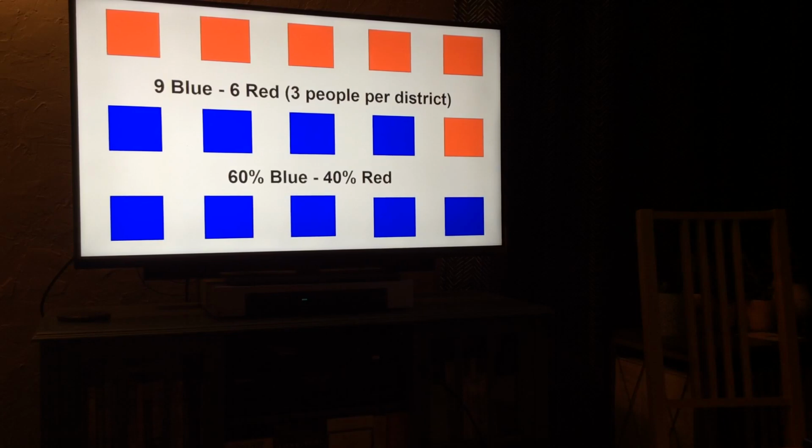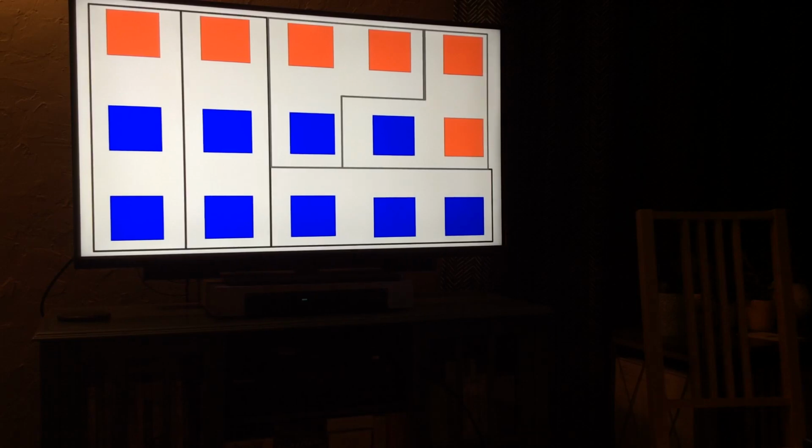And if we drew those boundaries in what I would call kind of a normal way, you could see that we would end up with 3 blue districts and 2 red districts. So you see here on the left, you've got 2 blue voters and a red voter, and then 2 blue voters and a red voter. So those districts are going to elect people from the blue party, because the blue party voters have the majority. And then you see in the bottom right, that district is all blue.